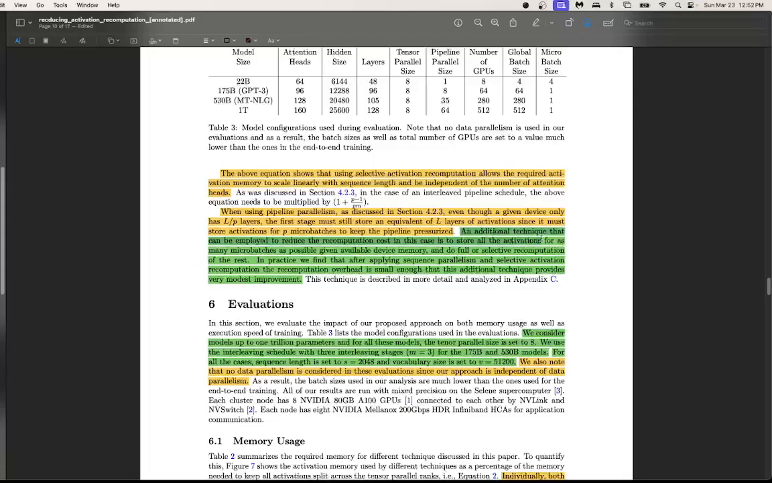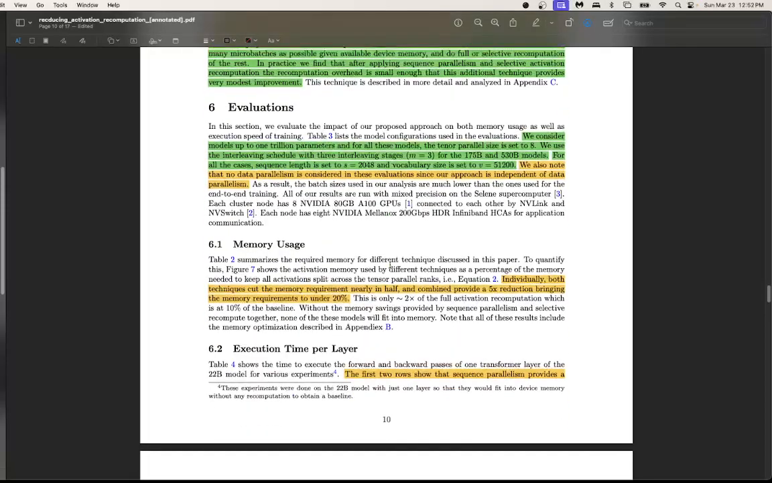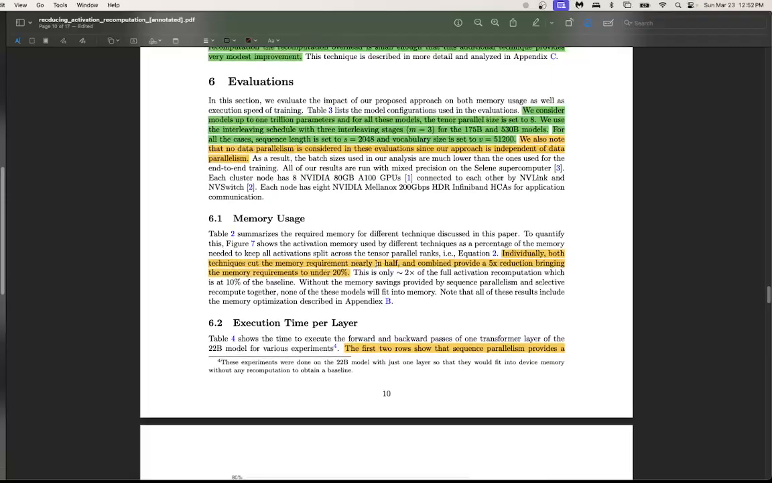They say an additional technique that can be employed to reduce the recomputation cost in this case is to store all the activations for as many microbatches as possible, given device memory, or do full or selective recomputation for the rest. Okay, in practice, we find that applying sequence parallelism and selective activation computation, the recomputation overhead is small enough. This additional technique provides various modest improvement. Okay, so not much change basically is my understanding. It wasn't that big of a deal.